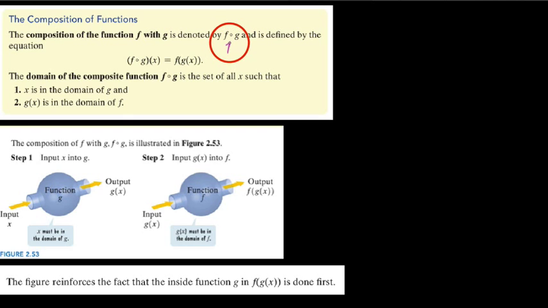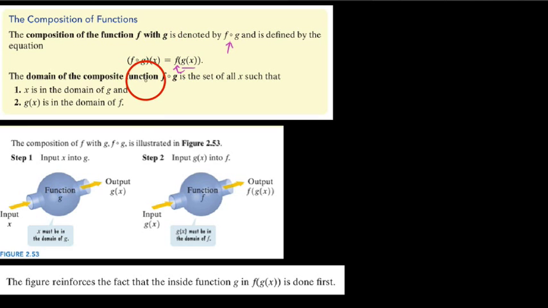It looks like f circle g, but we say it's defined by this equation here: (f of g)(x) is the same thing as f of g of x. In other words, what we're doing is plugging g of x into the function f of x. What we would need to do here is find what g of x is first, and then take that answer and shove that into f of x and see what we get as an output there.